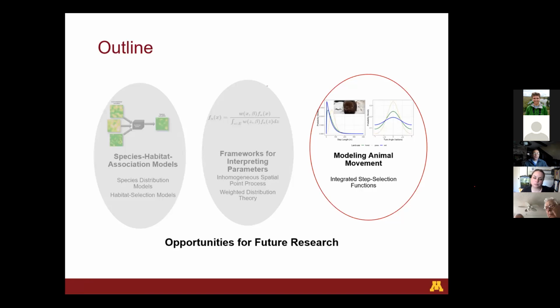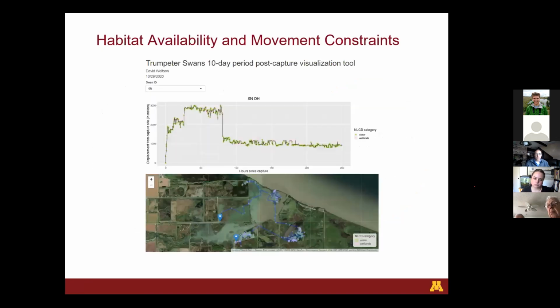Okay, so I want to transition now into thinking about how we can incorporate animal movement into these types of models. So if we think about modern day telemetry data, not all habitat will be equally available to our individuals at all time points. In addition, observations close in time will also be close in space.